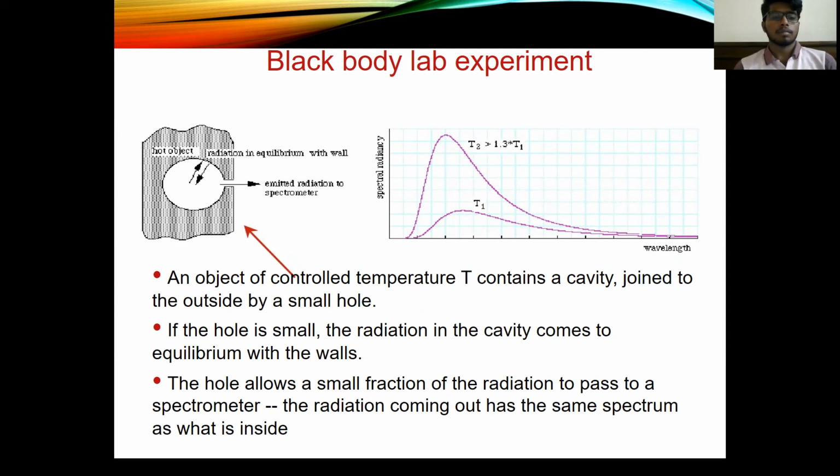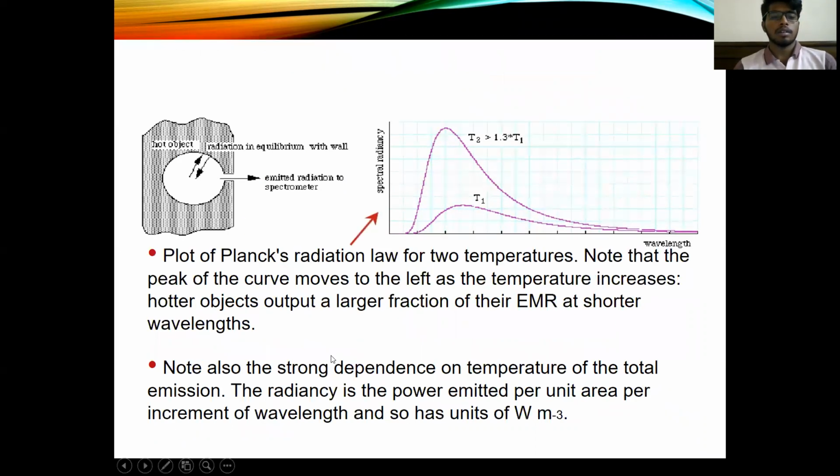Okay. Next, we go to the next slide. Plot of Planck's radiation for two temperatures. Note that the peak of the curve moves to the left as the temperature increases. Hotter objects output a larger fraction of their EMR at shorter wavelengths. Note also the strong dependence on temperature of the total emission. The radiancy is the power emitted per unit area per increment of wavelength and so has units of watts per meter cubed.